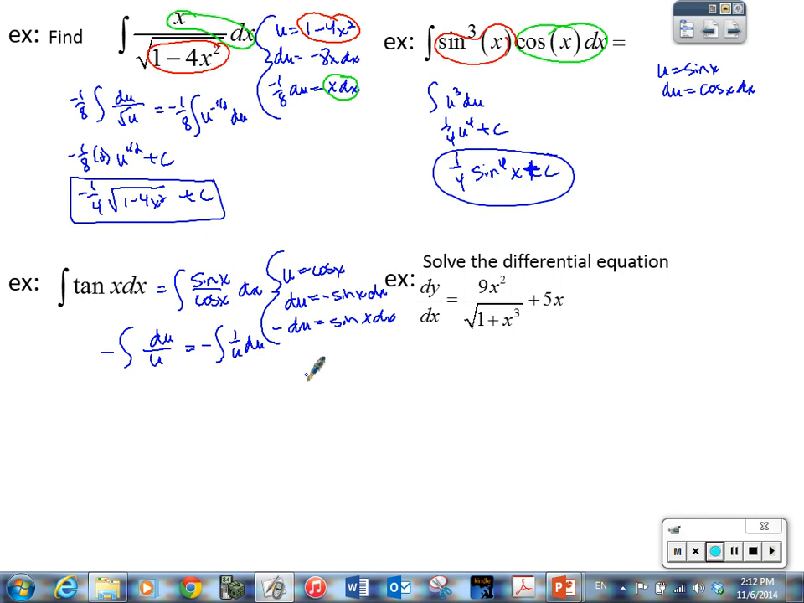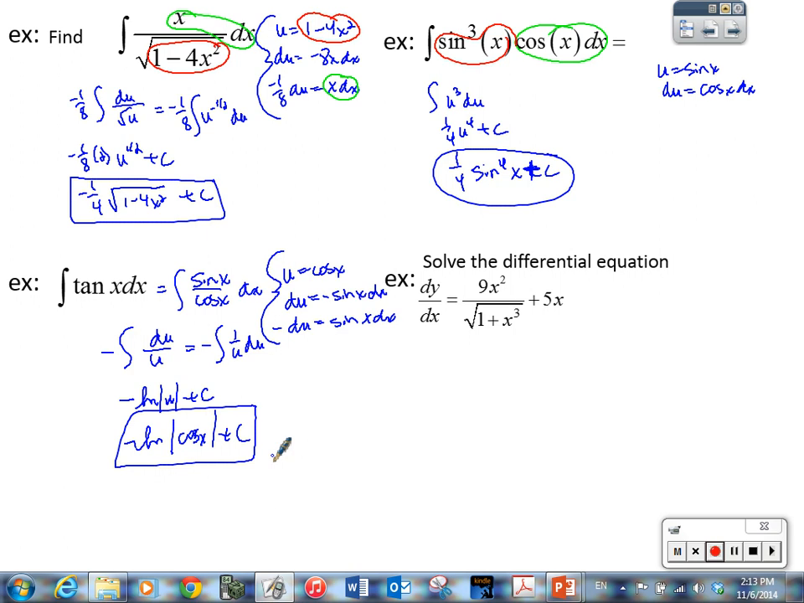So do we recognize what that is the derivative of? Natural log of x, right, or u, natural log u. So my integral is negative ln absolute value u plus c. And my very last step would be to put my u back in. Negative ln cosine x plus c. Okay, we doing okay?